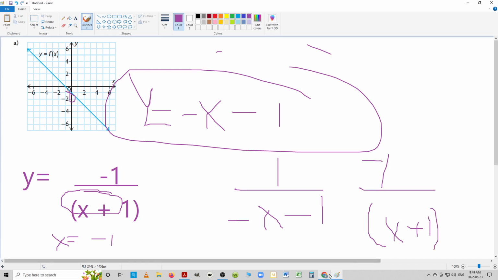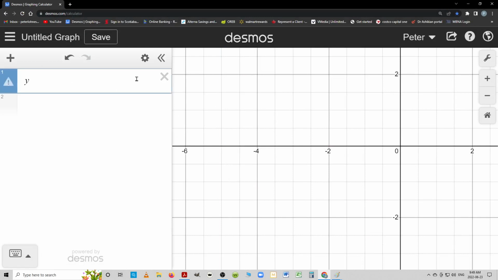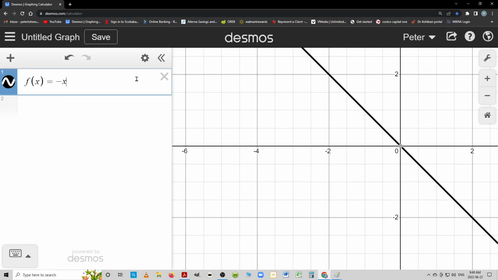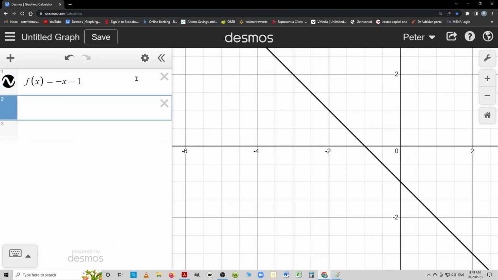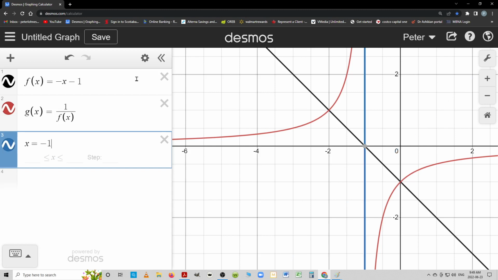And we'll prove this by making the f of x here the same as the line formula. Use your graphic tools when you're practicing. So there's the line we were talking about, and I can just make my g of x equal to 1 over f of x to prove it. And there we go.